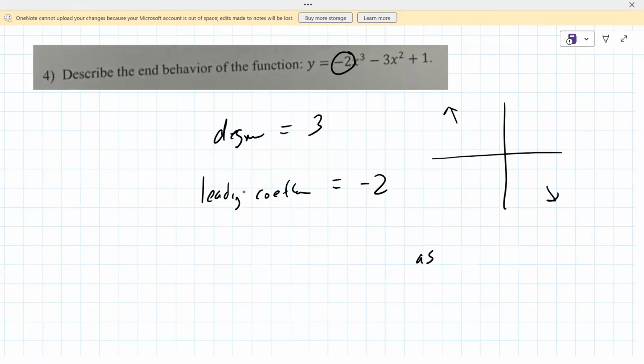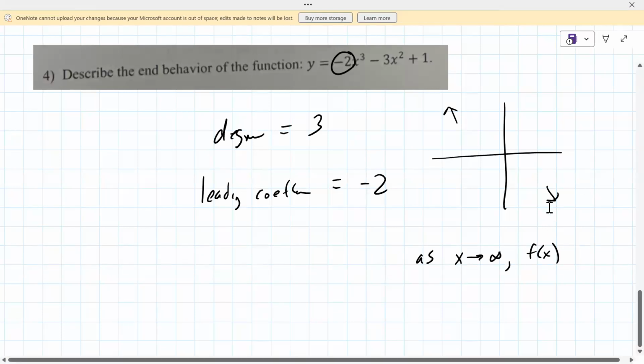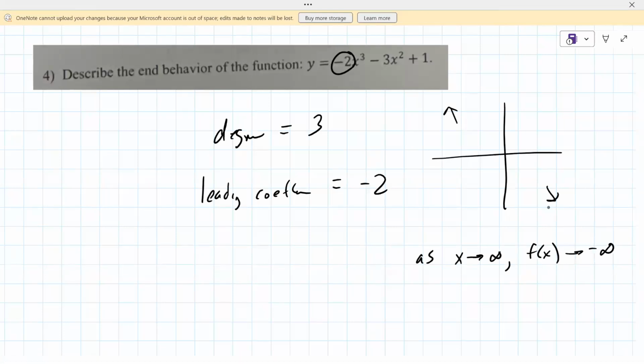So once you have the graph, it's easy to say, okay, as x goes to the right forever, that's the one over here on the right. It's falling, so that goes to negative infinity. As x goes to the left forever, f of x is rising.